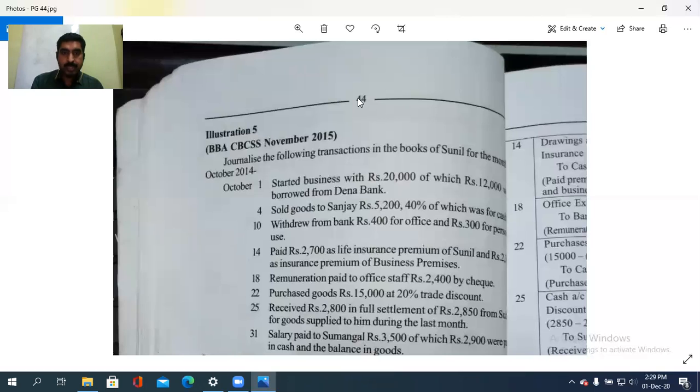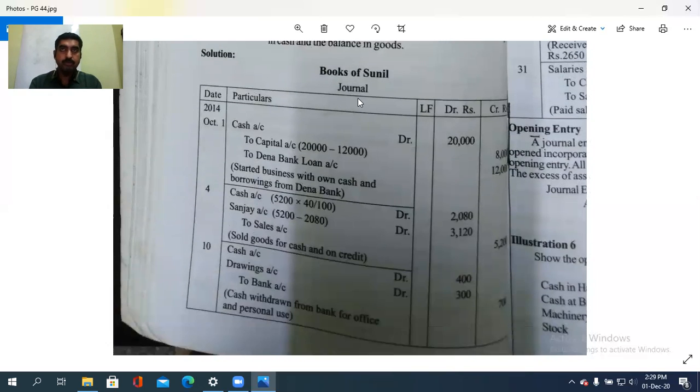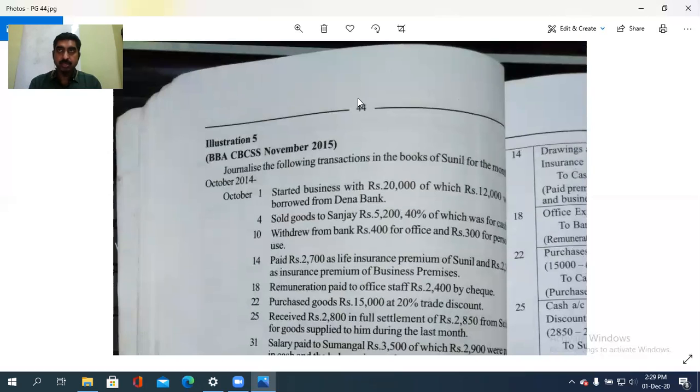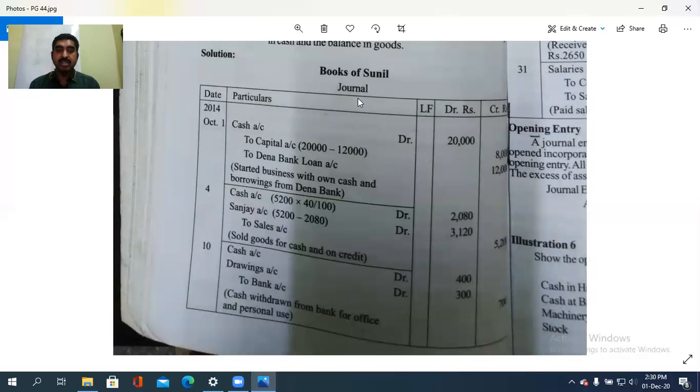Third case is what? Withdrew from bank rupees 400 for office use, and 300 for personal use. So what is the entry? When it is withdrawal from bank, cash account debtor to bank, because it is the opposite of the deposit entry. And for the drawings, drawings account debtor to bank, that is the second case, for 300 for personal use. So cash account debtor 400, drawings account debtor 300, to bank 700, that is cash withdrawn from bank for office and personal use.